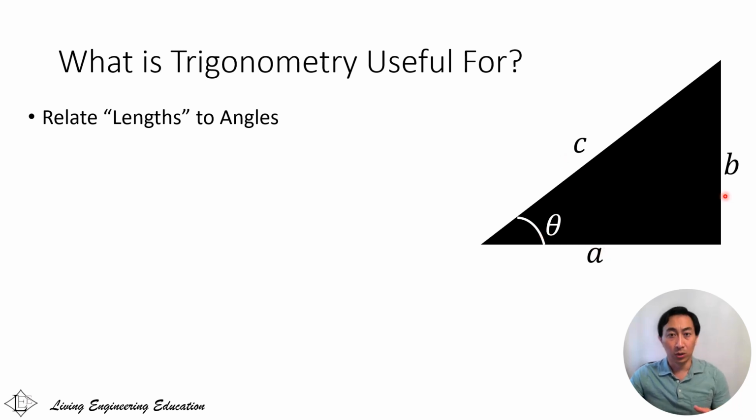Now, we can look at more complex geometries, right? And you could systematically break those down into small triangles as well. So the triangle is one of your fundamental tools when we're looking at trigonometry. I've also put lengths in quotes here because we can measure lengths with a ruler, right? We can measure 5 inches, we can measure 5 miles, we can measure physical lengths there.